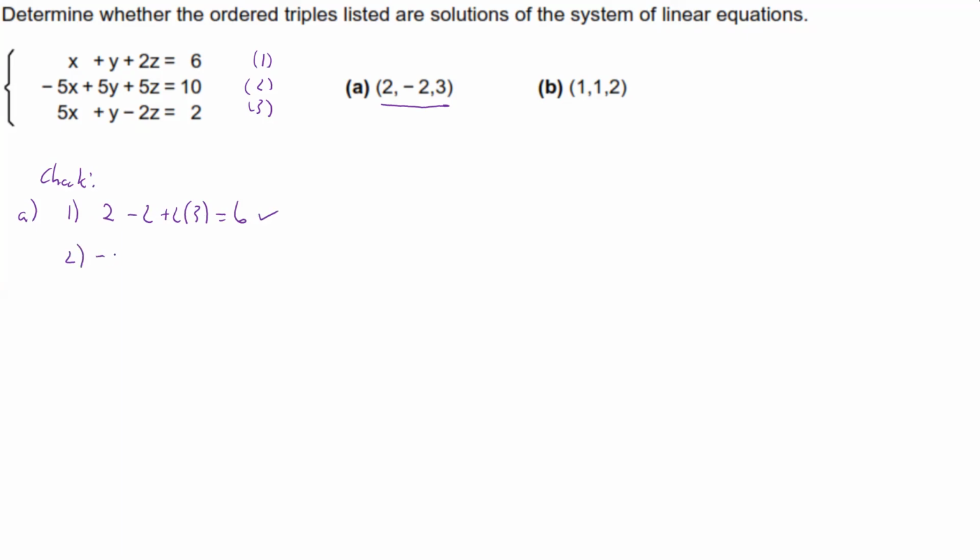Here we have a minus 5 times a 2, plus 5 times a minus 2, and then plus 5 times 3 equals 10. All right, so here we have a minus 10 and a minus 10, so it's minus 20 plus 15 is a minus 5. Well, that doesn't work, so this is not a solution. So it's not a solution on that one. So at that point, we're done. We don't even have to do the third one because we already know it doesn't work.